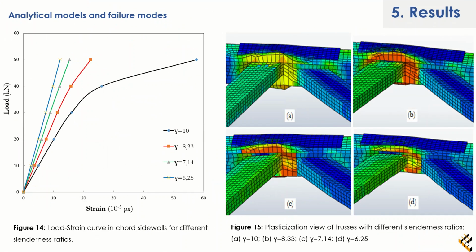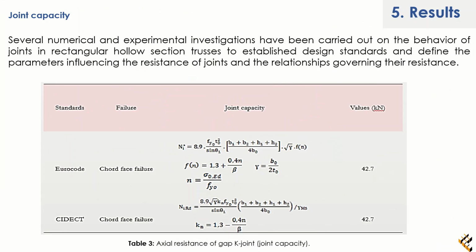In addition to that, we can see in Figure 14 the load strain curves in the cord side walls of different slenderness ratios. Finally, several numerical and experimental investigations are carried out in order to establish a design standard.